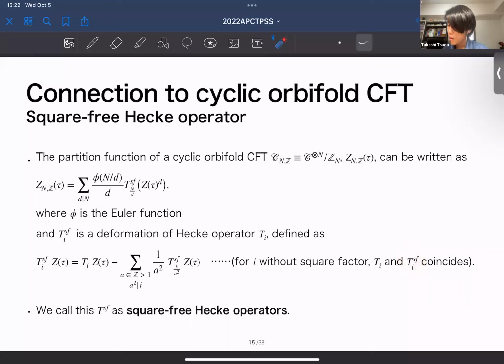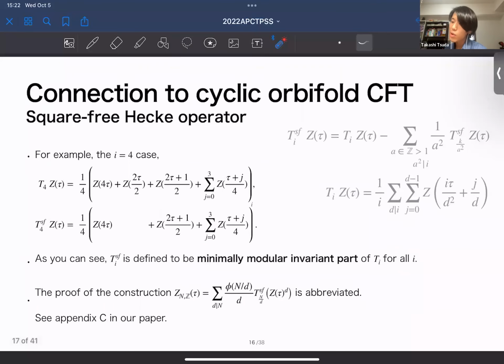And we call this deformation of the Hecke operator the square-free Hecke operator, because this is the reason we call it square-free. Okay, so now we check examples of square-free Hecke operators.